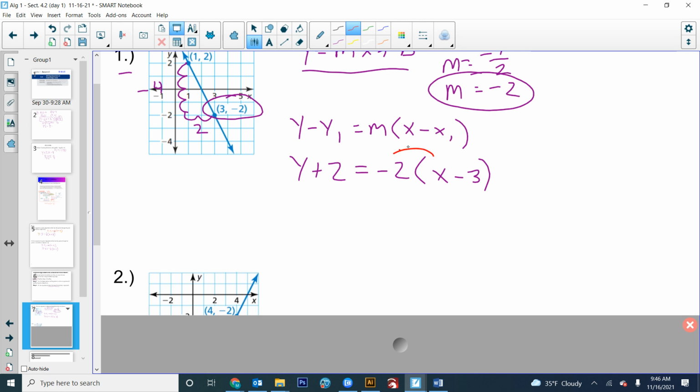So go. What's negative 2 times x? Just put them together. What do you get? Negative 2x. What's negative 2 times negative 3? Plus 6. Okay? And then we have one little step left. One little step left. How do I get y plus 2? How do I get that y alone? Go ahead. Subtract 2.